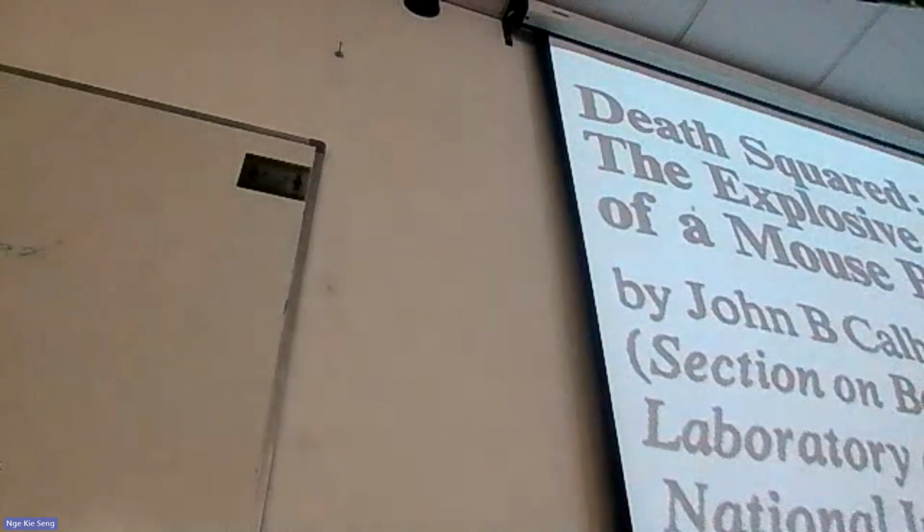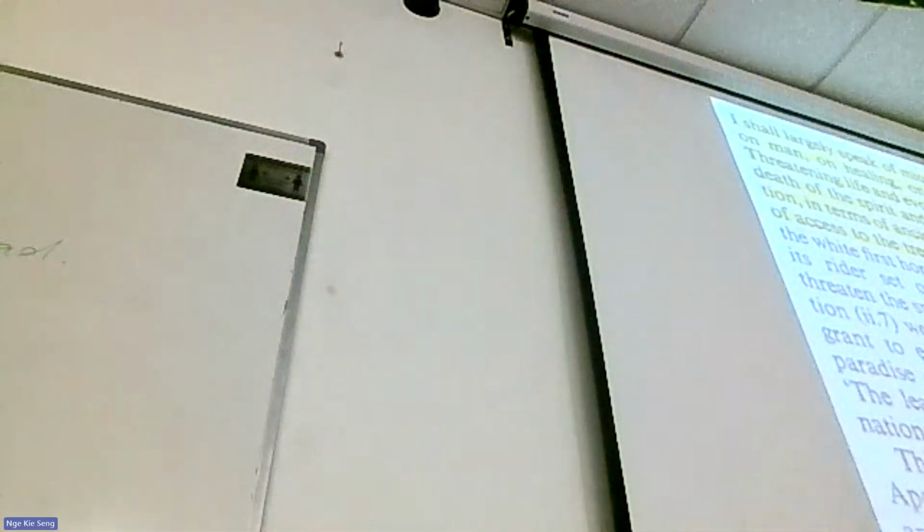The lengthy opening to this article was undeniably apocalyptic. Calhoun wrote, I shall largely speak of mice, but my thoughts are on man, on healing, on life and its evolution.